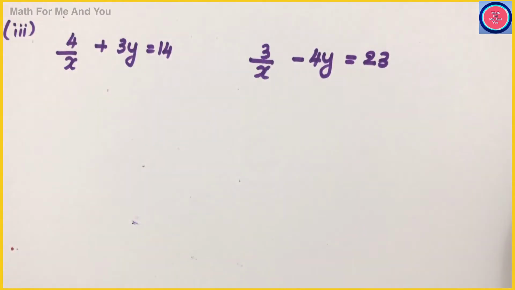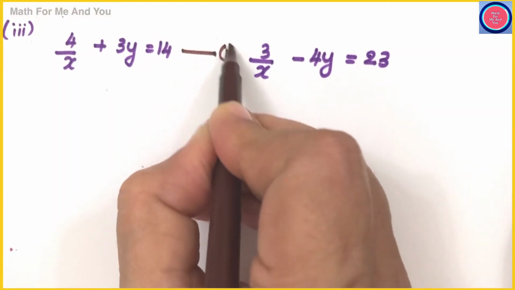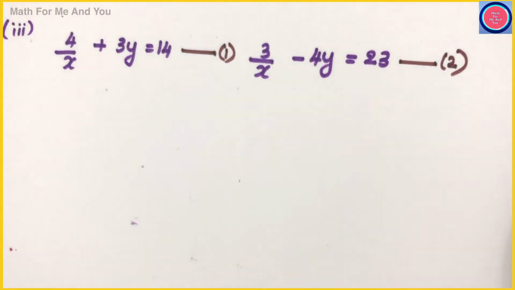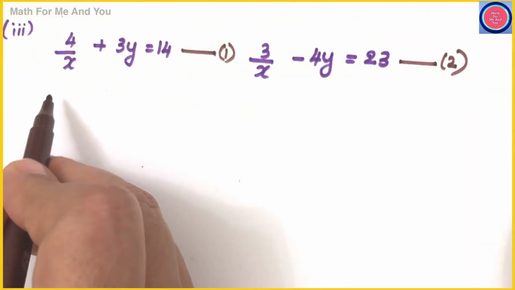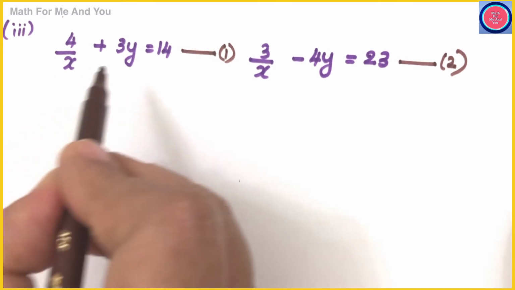Okay, look at these equations. 4 over x plus 3y equals 14, and this we can mark as equation number 1. 3 over x minus 4y equals 23. We can mark it as equation number 2. Only one variable is in the denominator, that is x. So we can change that variable only. y need not be changed. y is in the numerator side.